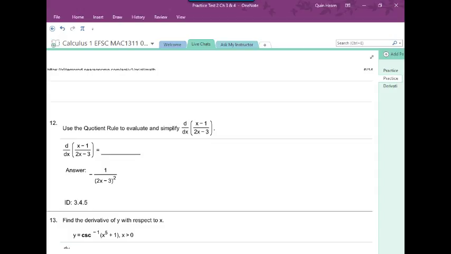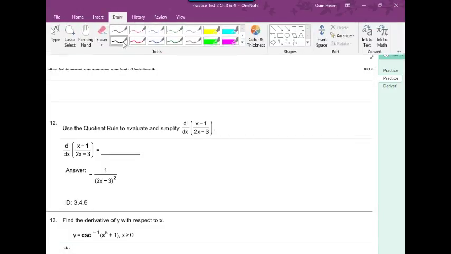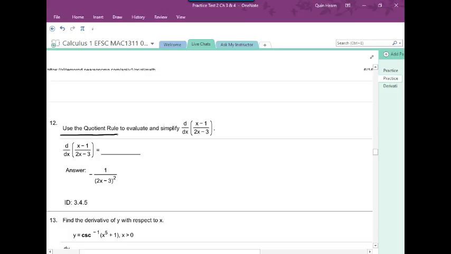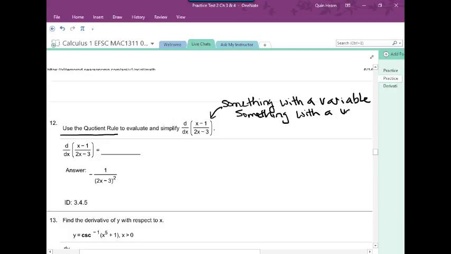All right, so even if I didn't tell you in the instructions to use the quotient rule, you should know when you're looking at a function that has something with an x divided by something with an x, or maybe even something with a variable divided by something else with a variable, you're going to use the quotient rule. Okay, so what does the quotient rule say? And this is something you should be very comfortable with.